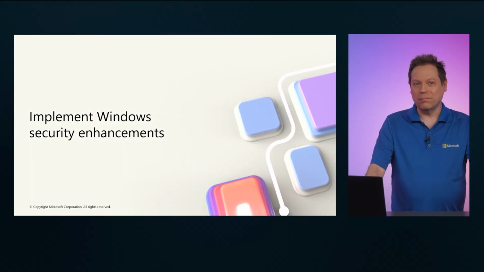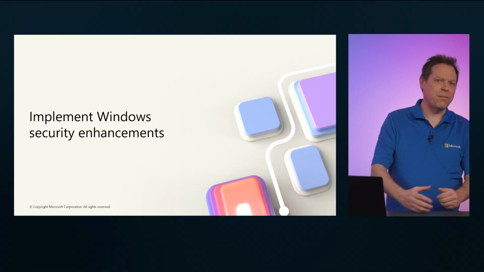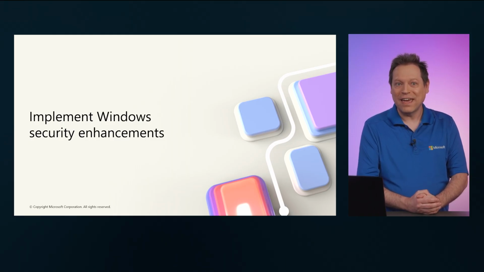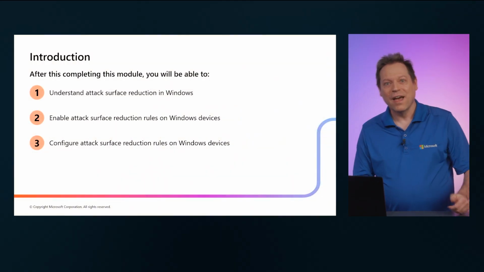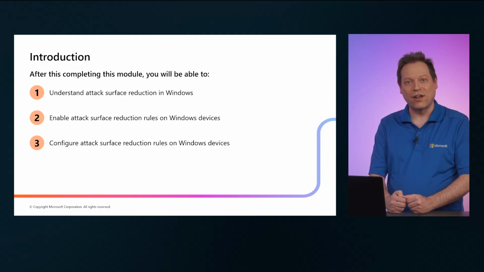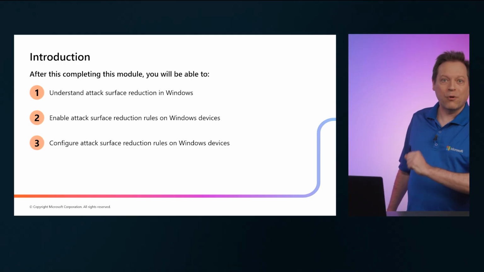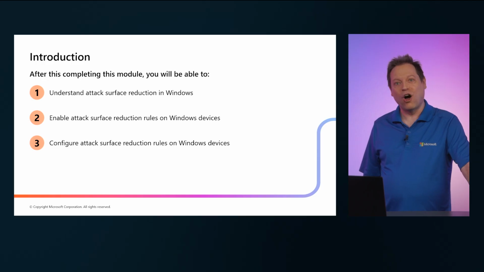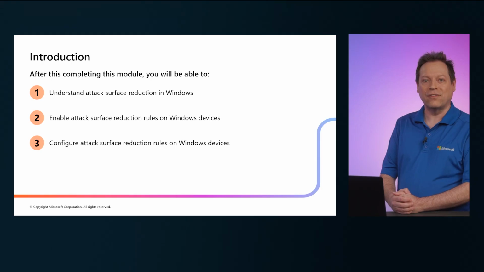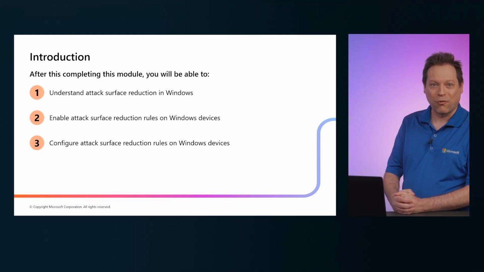With the environment in place, let's shift into strengthening Windows endpoints. In this module, we'll take a look at Windows security enhancements that reduce the likelihood of compromise and limit what attackers can do if they gain a foothold. After completing this module, you'll be able to understand attack surface reduction in Windows, enable attack surface reduction rules on Windows devices, and configure those rules to match your organization's risk tolerance and operational needs.